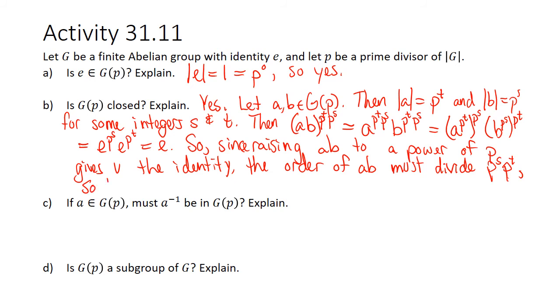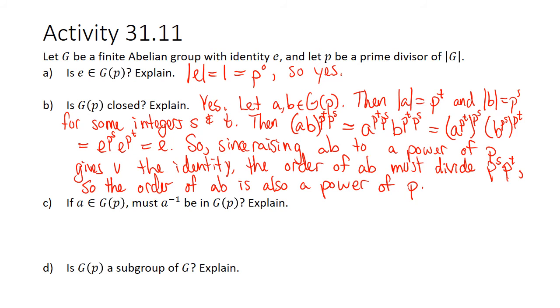So the order of AB is a power of P, because the only things that would divide P to the S, P to the T would also be powers of P. Okay, I hope that makes sense to you. So the order of AB is also a power of P. Okay, hope that makes sense.